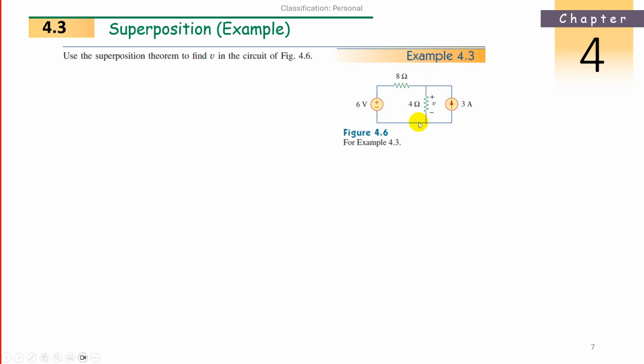Current will be 0.5. Now current 0.5 is flowing through the 8 ampere and 4 volts, 4 ohms. So what is the voltage here? 4 into 0.5, 2 volts is the voltage.